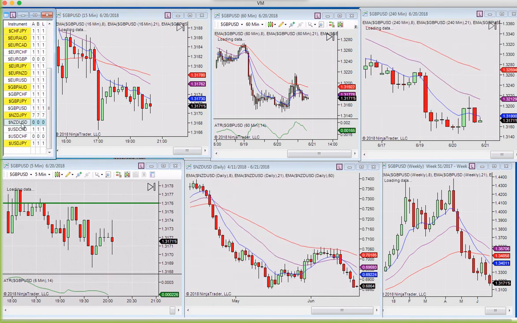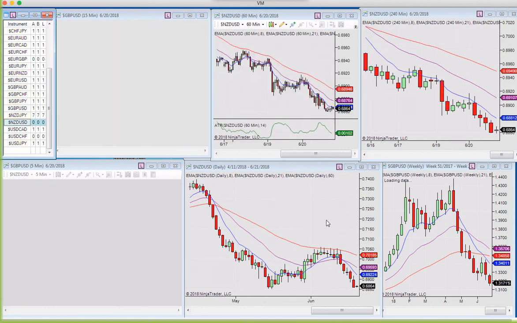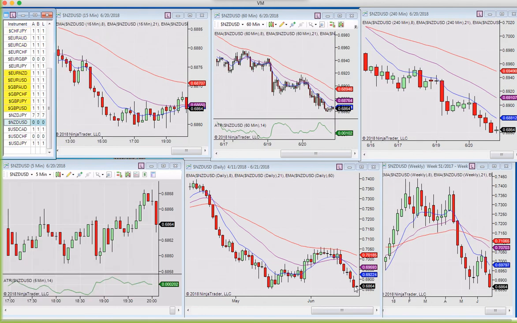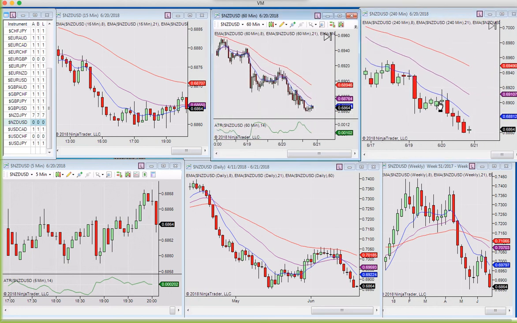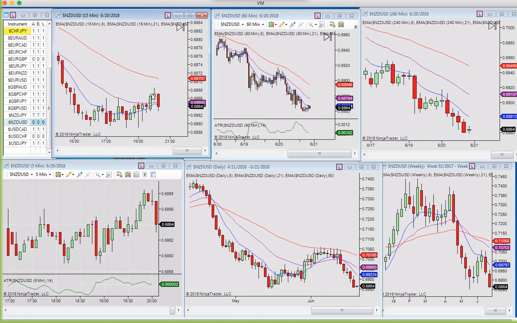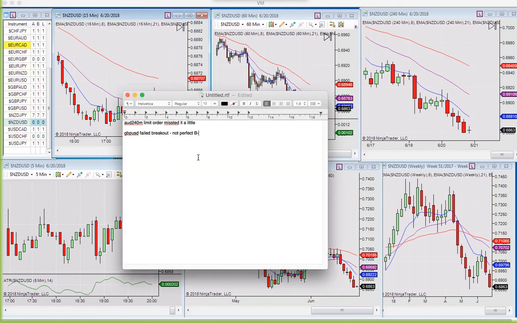Let's look at NZD USD. Okay, the daily is really nice. The weekly is really nice. The 240 minute is nice. It's too far away, so we need a more substantial retrace before we can be interested in that. But that will definitely go on our radar. That will probably set up by the NYSE session.